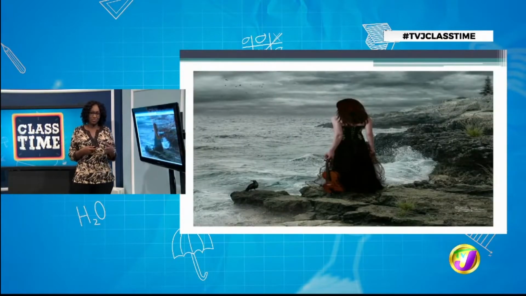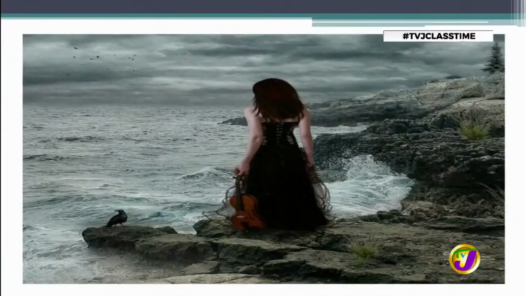Now, another interesting picture to look at. So we have a young lady. Her back is to us, so we're not even sure what she looks like. And she is at the seaside. You can notice the details that there's a little bird there.